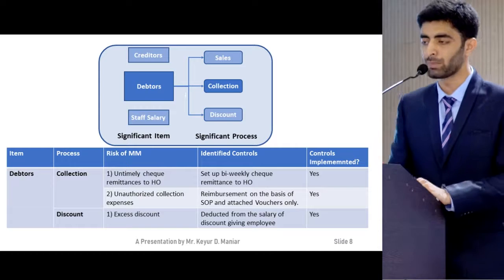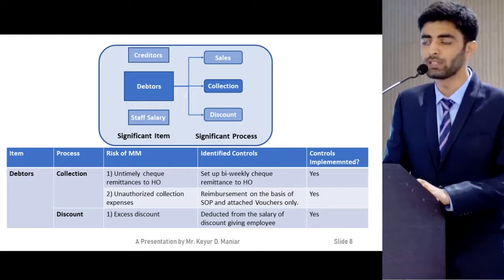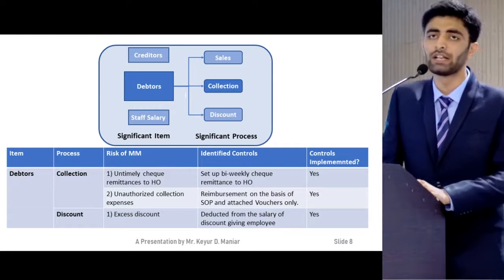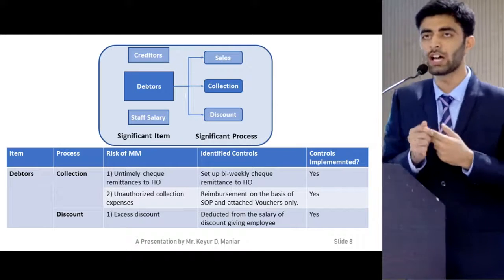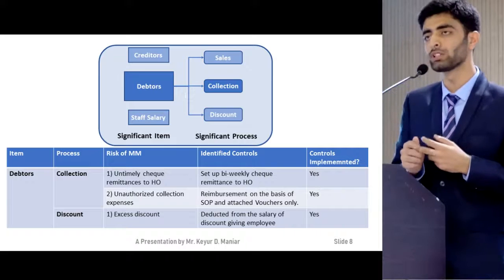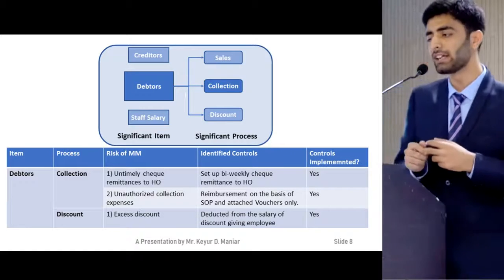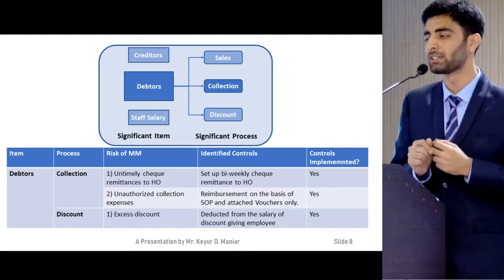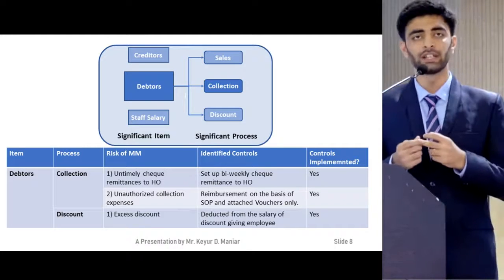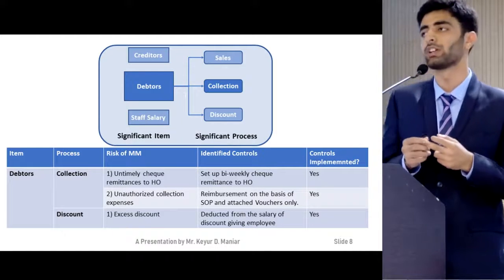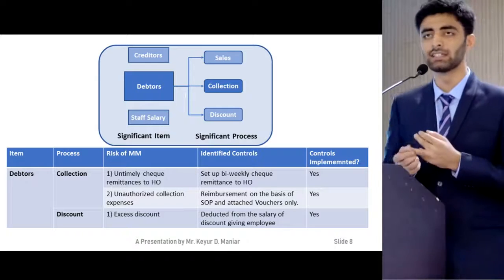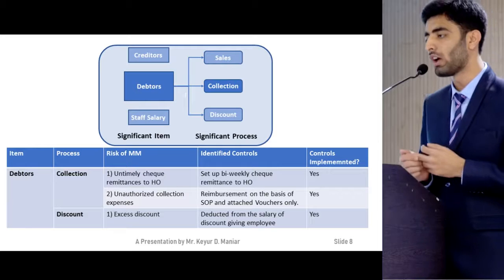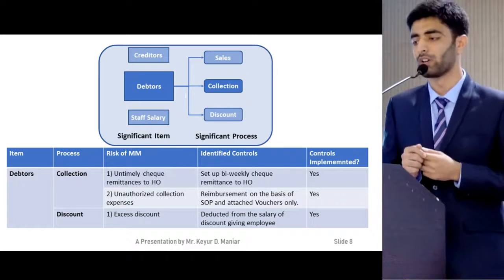Now, this is an example wherein I have a company which I have found out that the significant items or processes are 3: creditors, debtors, and staff salary. Now I want to focus upon debtors first, because I think that is the most major area of my business. Now, related to debtors, what can be the major transactions? What can be the major flow of transaction? Well, in my business, there is sales, collection, and discount, and collection forms the major part of it.